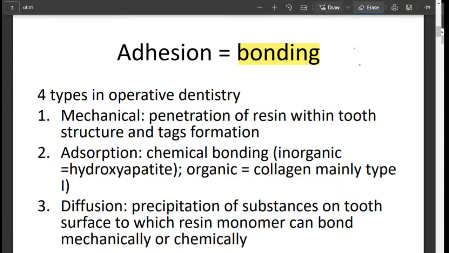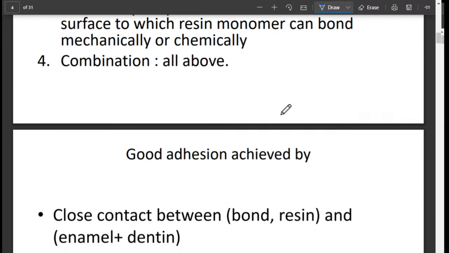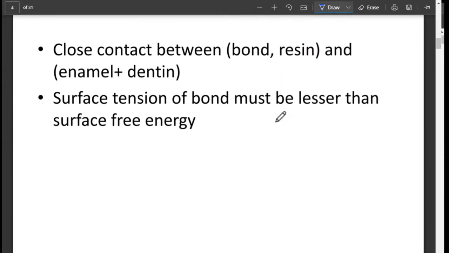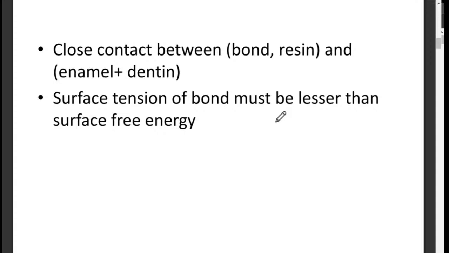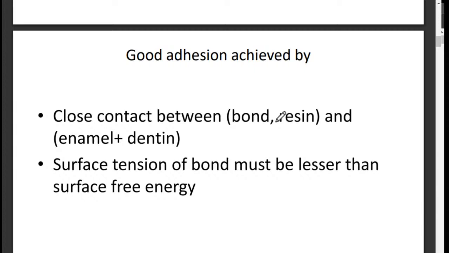Let's move to the next slide. After we studied adhesion in this 32 slide lecture.